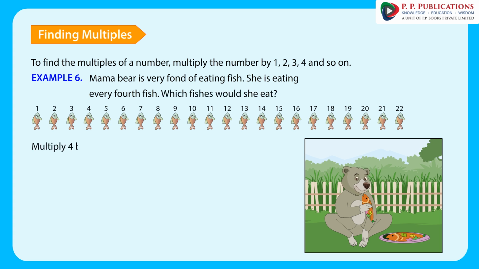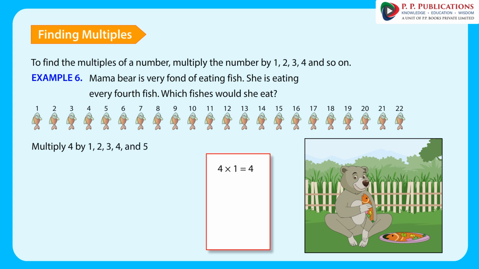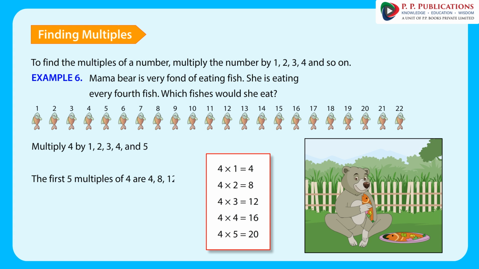Multiply 4 by 1, 2, 3, 4 and 5. 4 multiplied by 1 equals 4. 4 multiplied by 2 equals 8. 4 multiplied by 3 equals 12. 4 multiplied by 4 equals 16. 4 multiplied by 5 equals 20. The first 5 multiples of 4 are 4, 8, 12, 16 and 20. She would eat 4th, 8th, 12th, 16th and 20th fish.